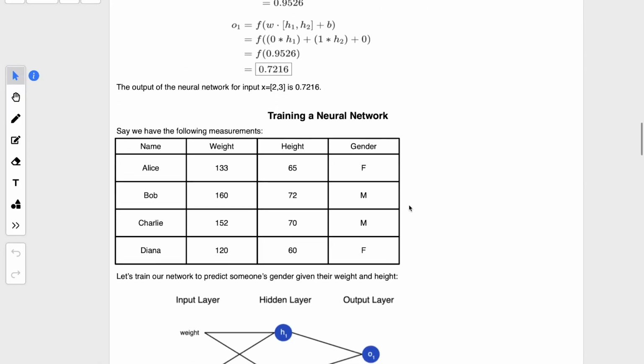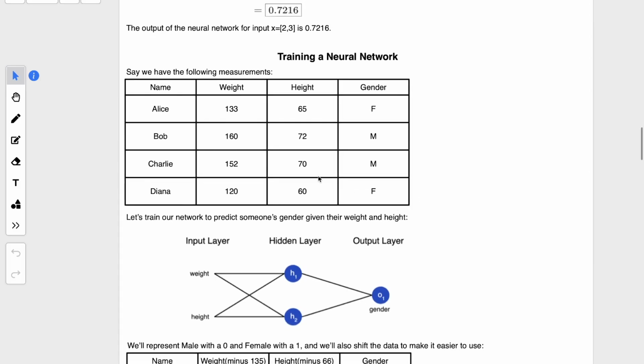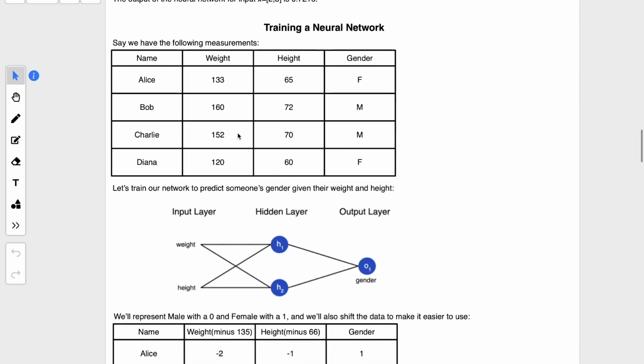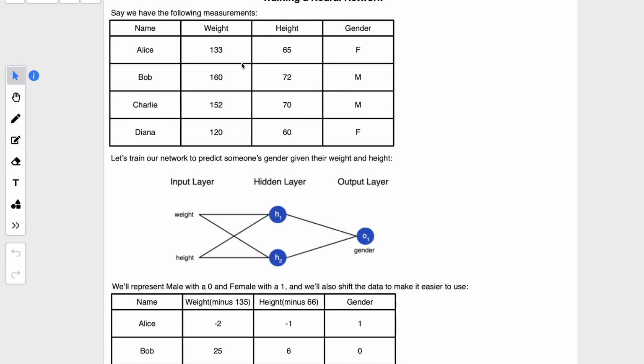For training a neural network, let's assume we have a data set like this, in which we have the name, weight and height of a person, and based on the height and weight we are predicting the gender of that person. If you look for common features in this data, if the height and weight are more, it is generally male, and otherwise it's female. So we will train our neural network on the same data.